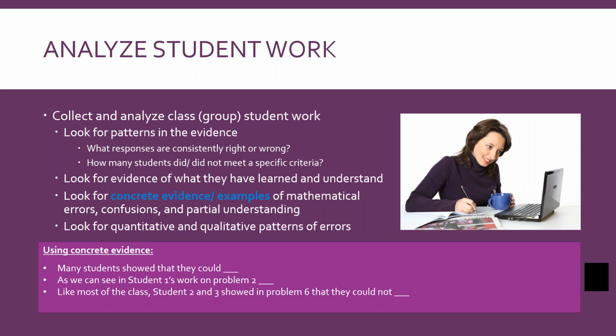Like most of the class, student number 2 and 3 showed in problem 6 that they could not subtract because we saw they did not cross out the 0 to borrow from the tens place. This demonstrates a common area of confusion, a pattern of consistently wrong subtraction.